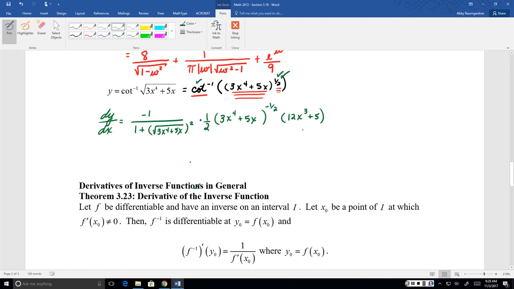And then we just clean this up. So lots of things can happen here. We'd have a negative times 12x cubed plus 5 all over this 2, 1 plus, excuse me, square root and a square are inverses of each other, so they'll go away. And then this guy is going to get dragged across the fraction bar because it's a negative exponent. When he comes across, he'll become positive, but we know that a 1/2 power is equivalent to saying the square root.